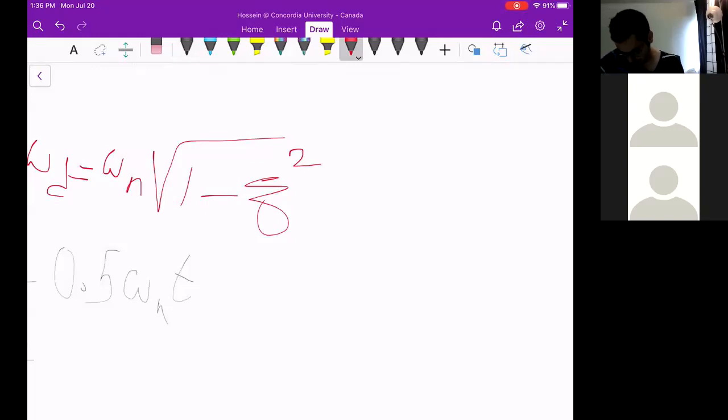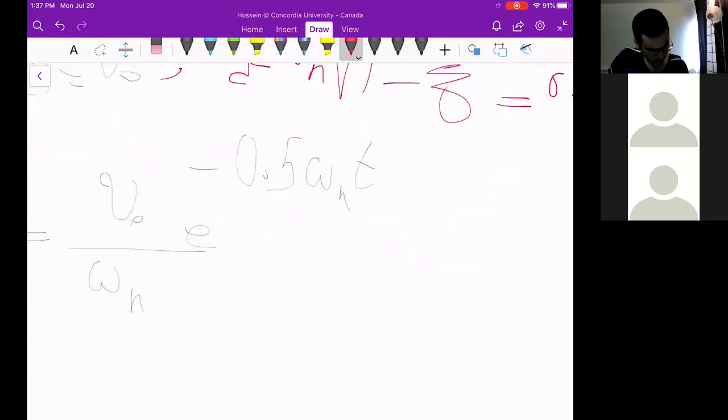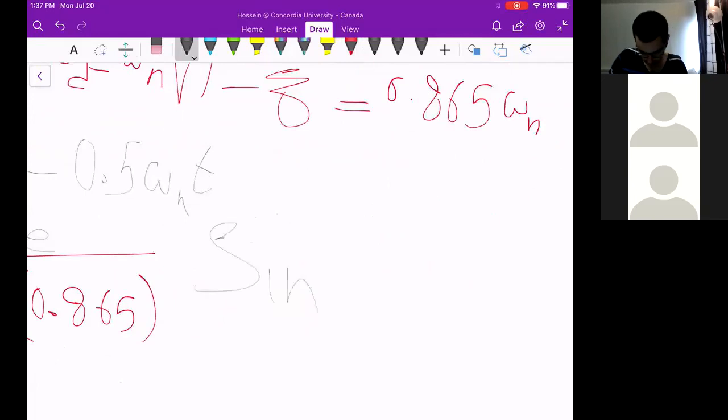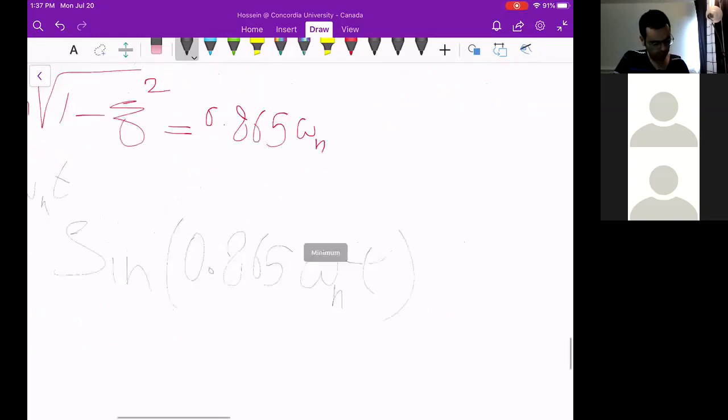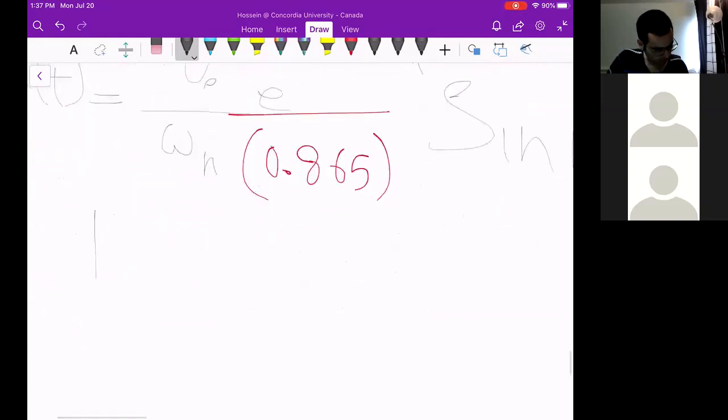If you plug in zeta as 0.5, this would be 0.865 omega n. So plug in here 0.865, sine of 0.865 omega n t. So the response would be something like x of t.